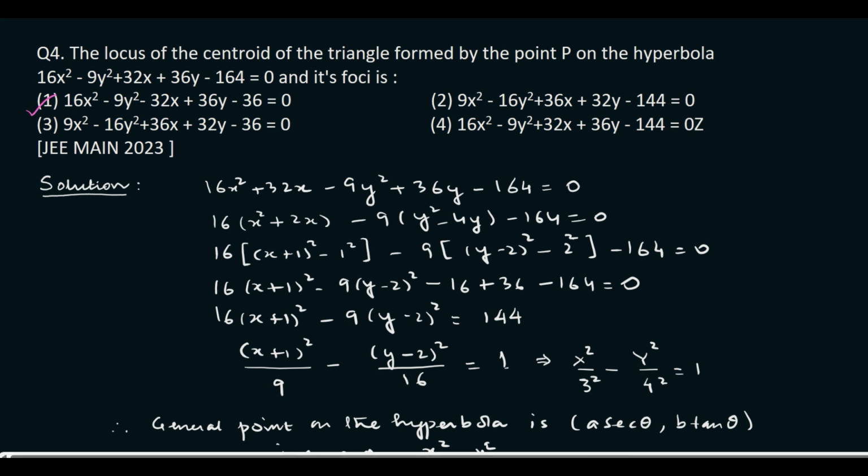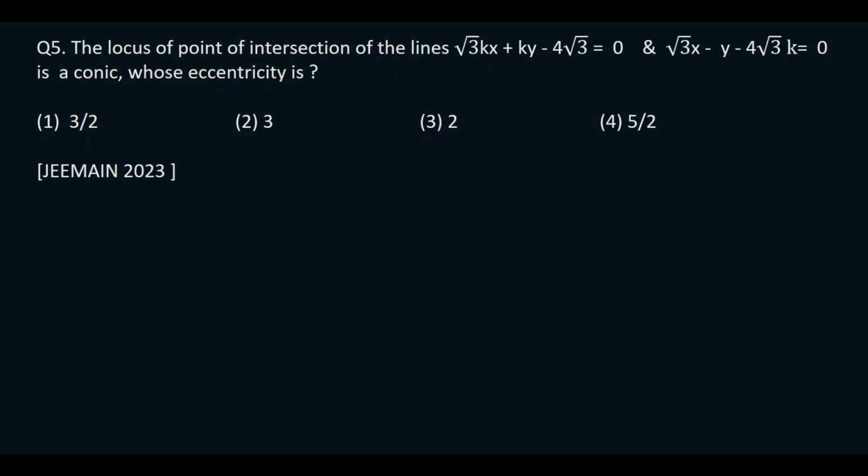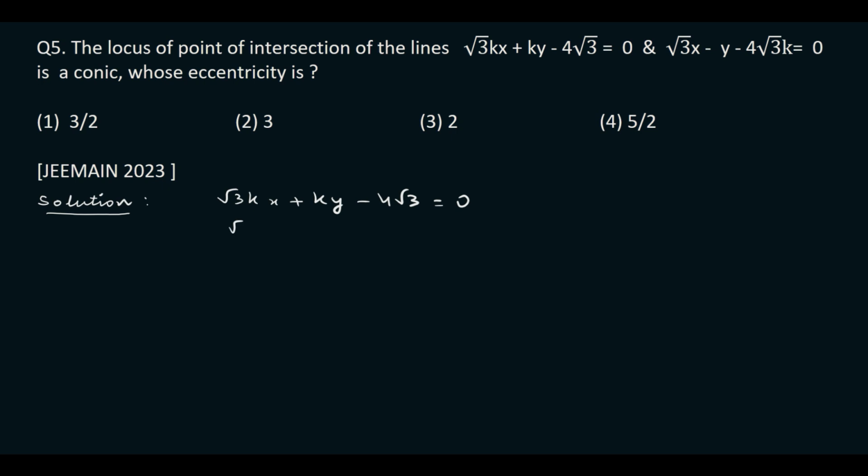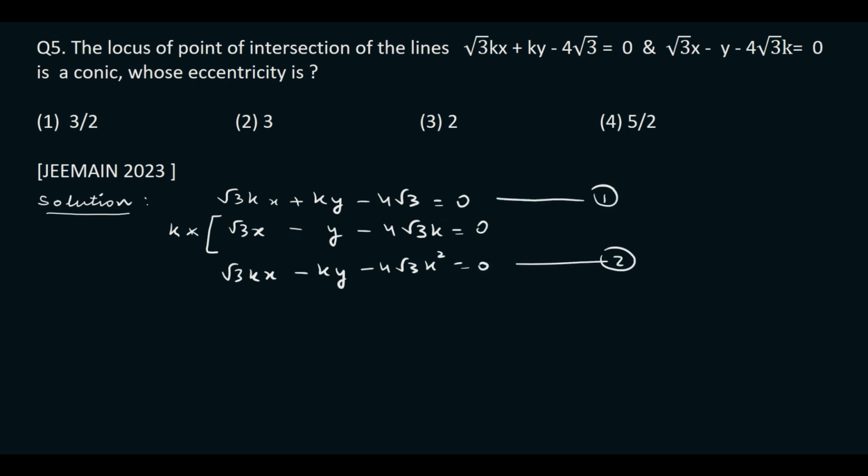Let's go over to question number 5 then, which says the locus of the point of intersection of the given lines is a conic whose eccentricity is. JEE Main 23 question. So we write the two equations as this, and then we multiply the second equation by k, so that it becomes root 3 kx minus ky minus 4 root 3 k square equals 0. Now first and the second, we need to solve these two for x and y.